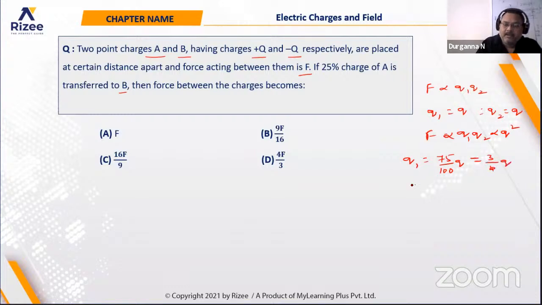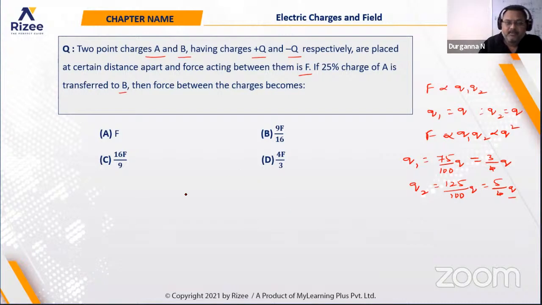Now Q2 has 25% added to it, so it will be 125 by 100 of Q. This becomes 5 by 4 times Q. Now what will be the case in this situation?